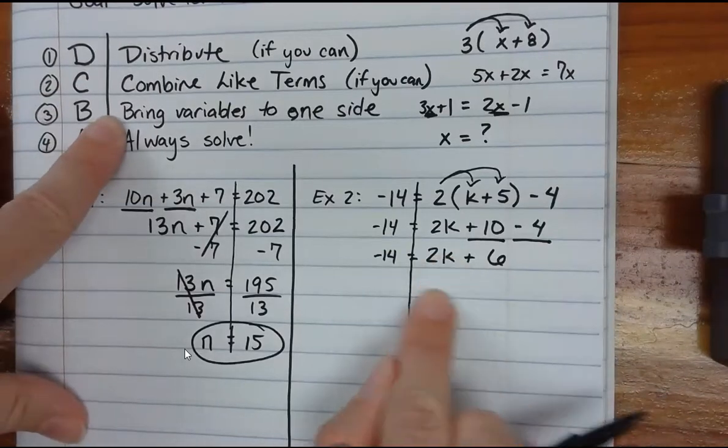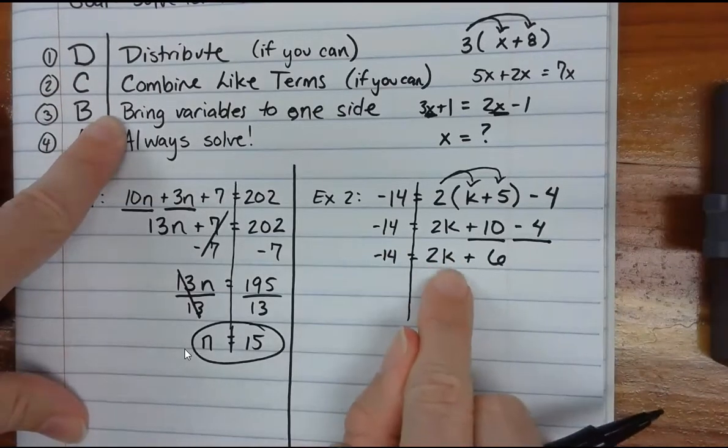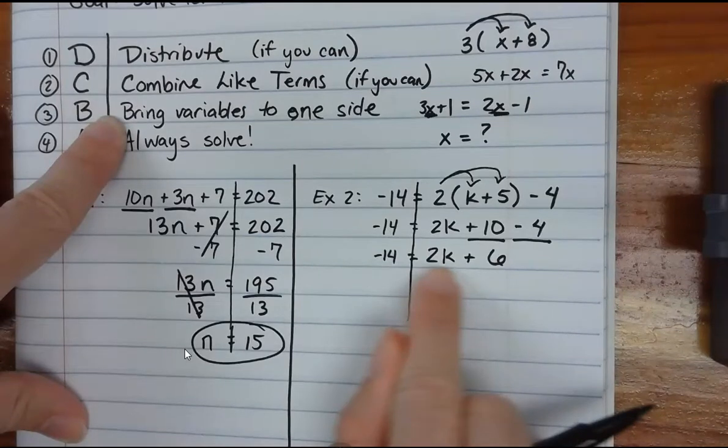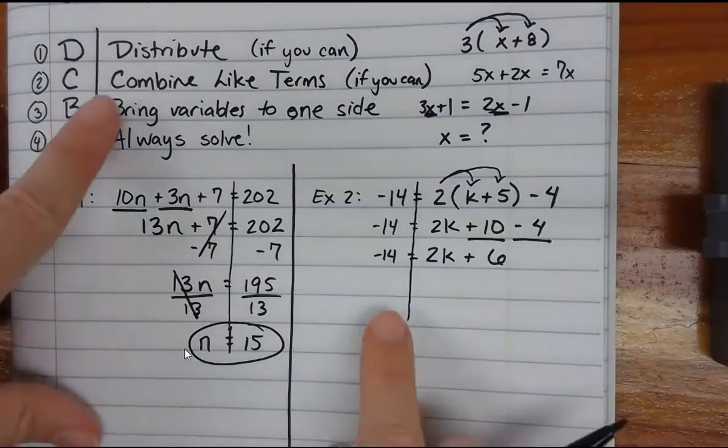Do we need to bring the variables to one side? Well, no. There's a k over here, not a k on this side. So we have already brought the variables to one side, and so we are ready to solve.